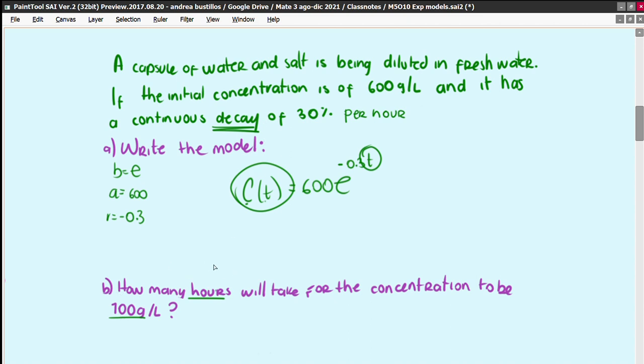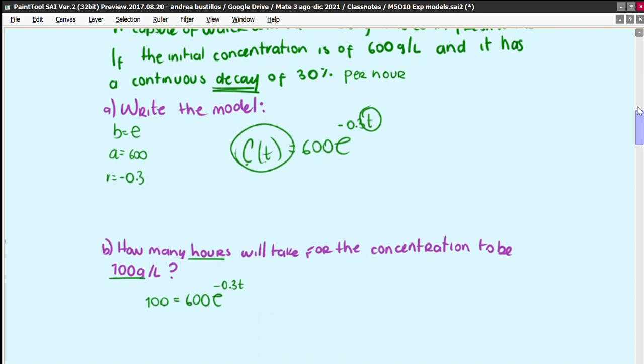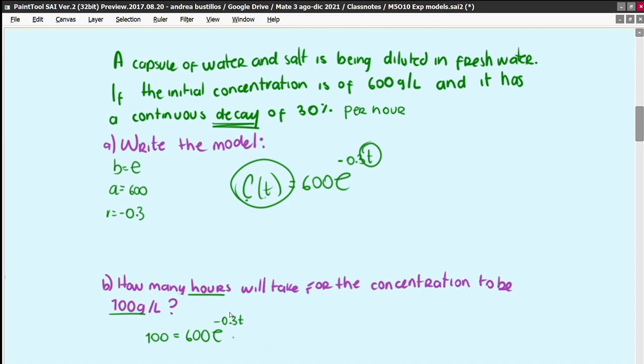It's asking me how many hours will it take for the concentration to be 100 grams per liter, meaning that the left side is 100 grams, and this equals 600 e to the power of negative 0.3 times t. So my goal is to find the hours, that is the time. So again, this is an exponential equation, and remember, exponential equations are solved using logarithms. First off, to apply any logarithm, you have to leave your exponential term alone, meaning I have to pass this 600 dividing to the other side.